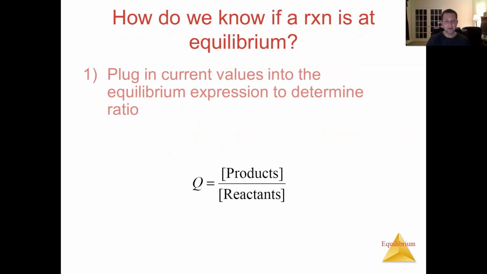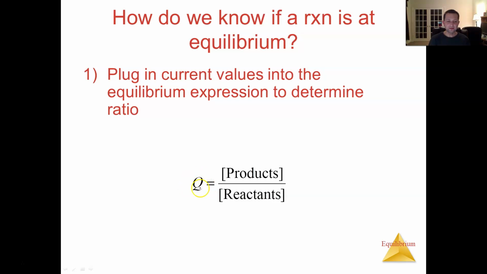Set up a reaction quotient. A reaction quotient setup looks like this. You want to plug in your current values into the equilibrium expression to determine the ratio. So when you do this, notice how K is always products over reactants, right? Your KC, KEQ, KSP, whatever. Concentration of products over concentration of reactants. Q is the same thing.